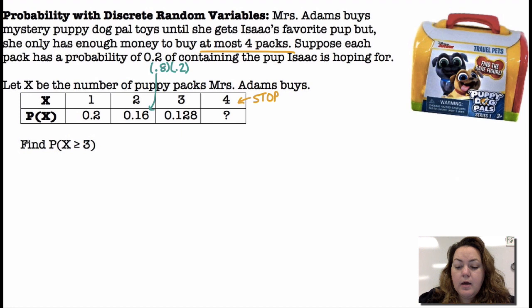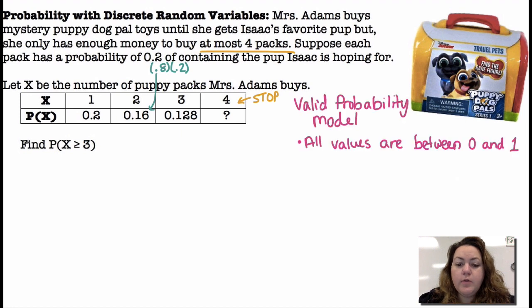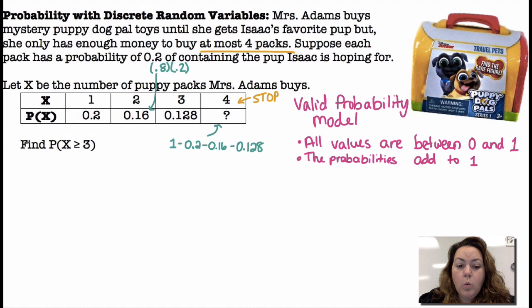Okay. But we don't need to really figure that out. We know that if this is going to be a valid probability model, all values have to be values between 0 and 1, and the probabilities have to add up to 1. So I'm going to do 1 minus the other values that I already have probabilities for. So 1 minus 0.2 minus 0.16 minus 0.128 gives me 0.512. All right, so there's a 51.2% chance that I will get to 4.